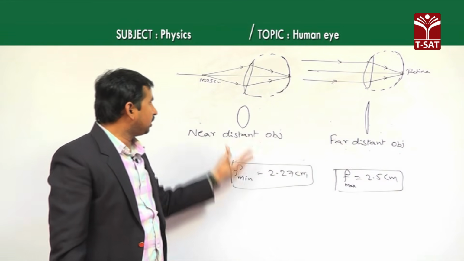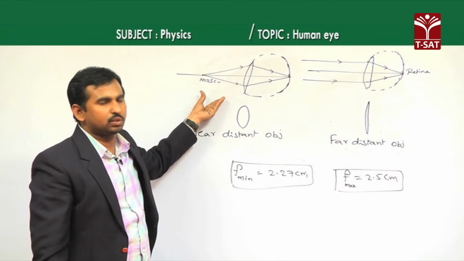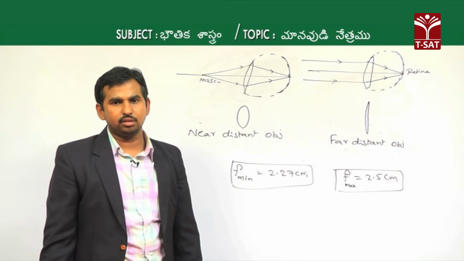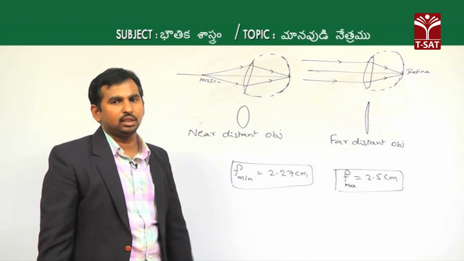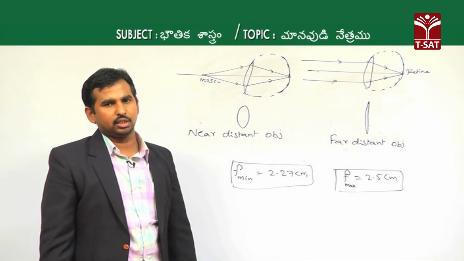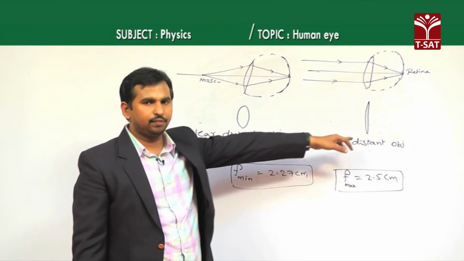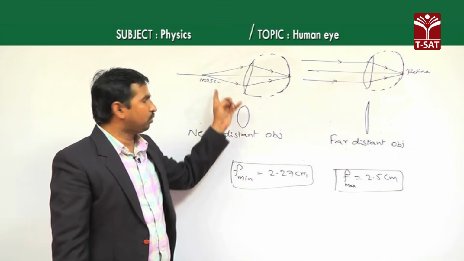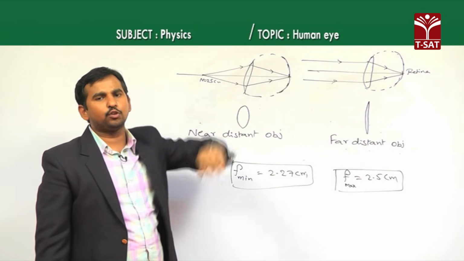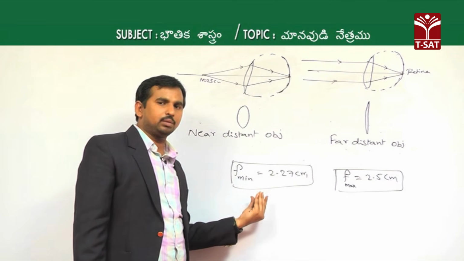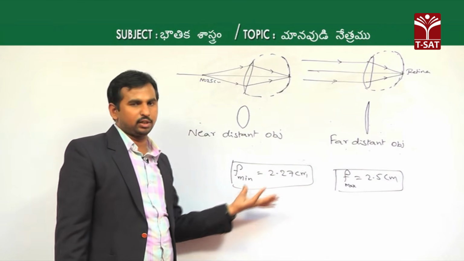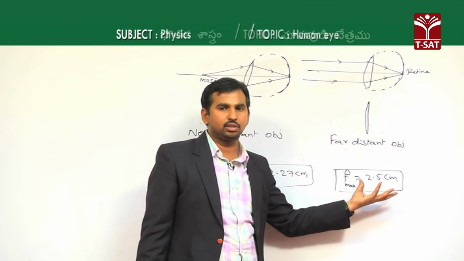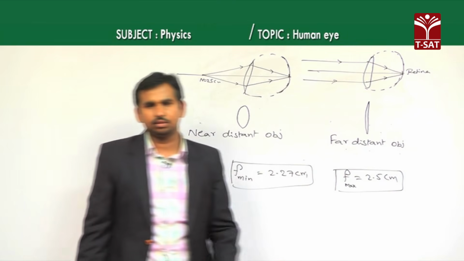Okay. So, for the minimum focal length we have to place the object at 25 centimeters, whereas for the case of far distance we take the object at infinity. We have to remember that the far point of a normal eye is about infinity, whereas the near point n for normal vision is about 25 centimeters. And the focal length adjustment required from the ciliary muscles is 2.27 centimeters for near objects, and to see the far distant objects, the maximum focal length required is 2.5 centimeters.